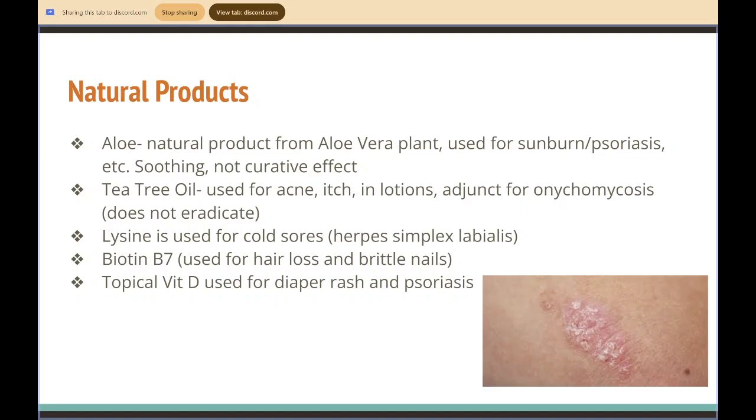On the bottom right of the slide, you'll see that is psoriasis. Psoriasis is an autoimmune condition, and you will see lesions like that with scales. However, the scales may come off, or if they come off, there may be bleeding.